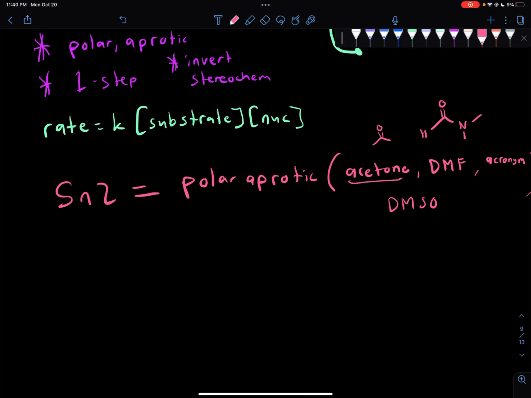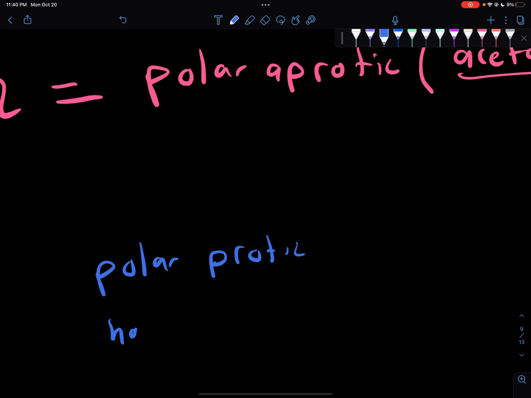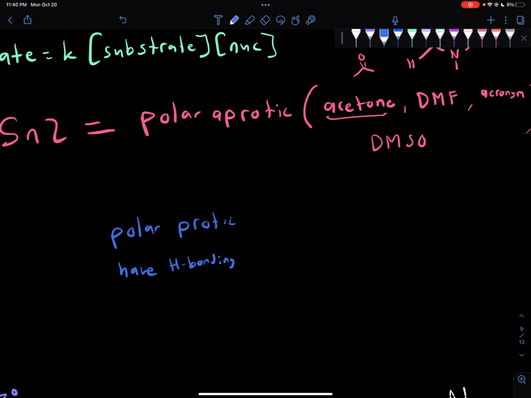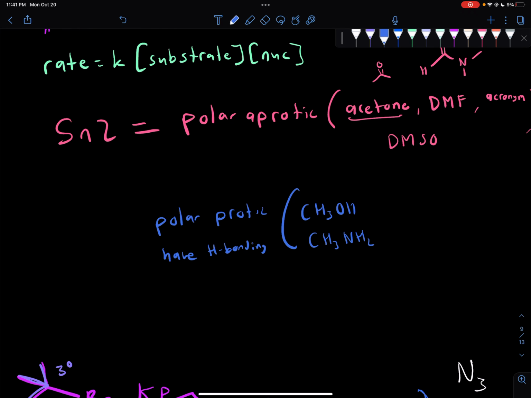Polar protic, on the other hand, is going to have H bonding capabilities. So a big example is just methanol, right? CH3OH or CH3NH2. These are your main polar protics. And polar protic is good for SN1.